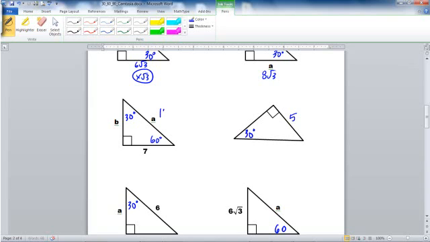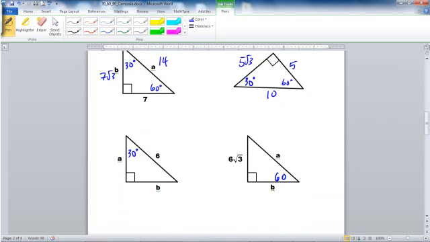Double it to get my hypotenuse, and then I attach a root 3 to get across from the 60. So across from the 30 is 5. Double it to get my hypotenuse. Notice these triangles are going to switch around and turn and change, so pay attention to where the sides are. So double what's across from that 30 to get my hypotenuse, and then I attach a root 3 to get what's across from the 60.